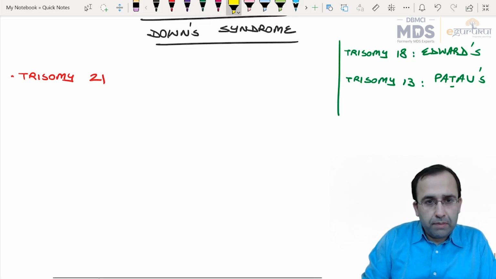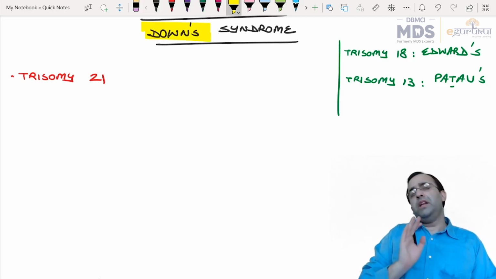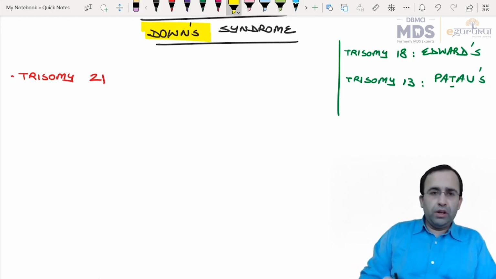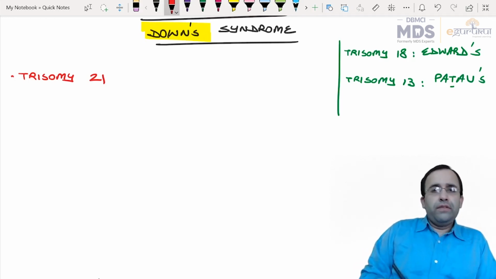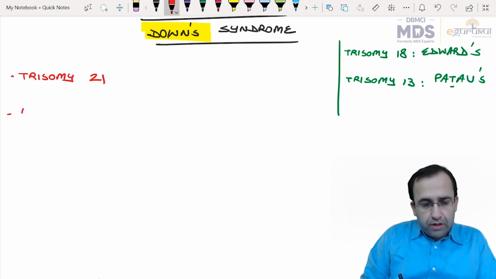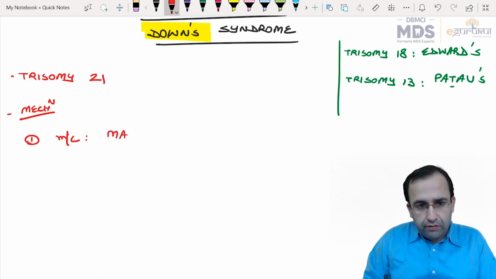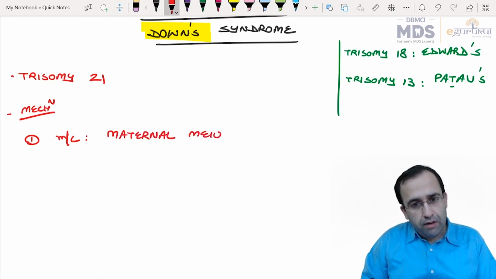So let us come back to Downs. Extremely important. Starting with Down syndrome, trisomy 21. Why is it happening? What is the mechanism of Down syndrome? The most common mechanism is that it occurs because of maternal meiotic non-disjunction.